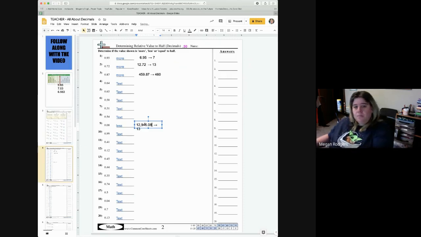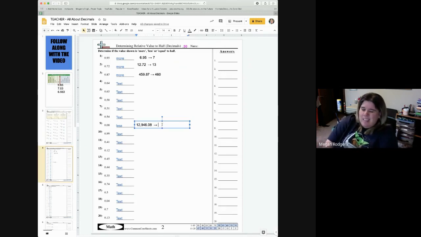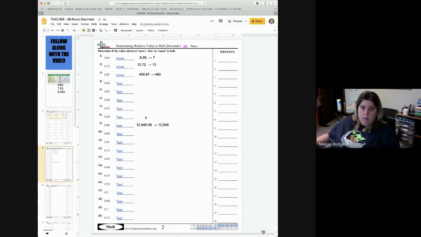12,946.08. All right. So I want to round this to the nearest whole number. So again, we looked at this. This was less than half, which means we call it rounding down. I'm not real fond of that term, but we're going to choose the lower option. So 12,946. Essentially just the decimal section drops off.